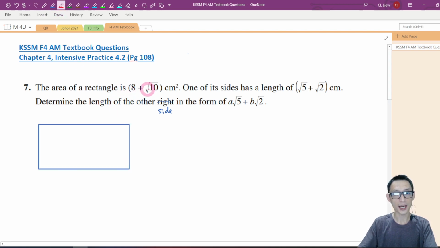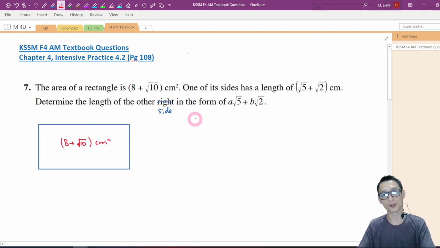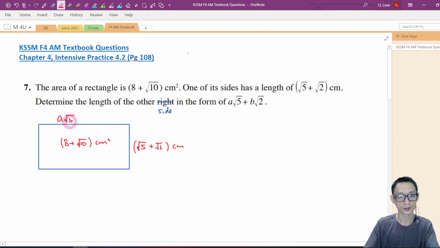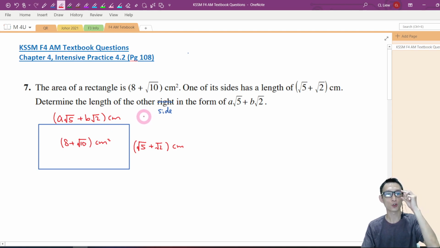Given by the question, the area is 8 plus square root of 10 square centimeters, and one of its sides has a length of this. So I just let this side be this length, square root of 5 plus square root of 2 centimeters, and the length of the other side is in this form: a times square root of 5 plus b times square root of 2 centimeters. Now we want to find the value of a and b, right?